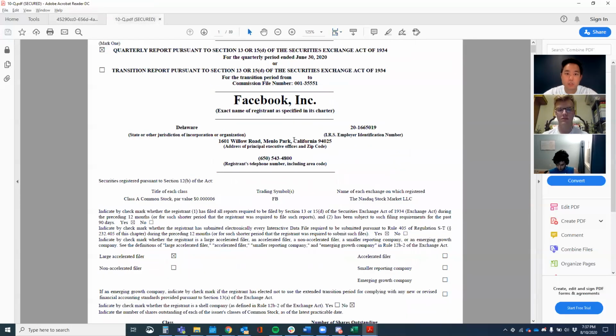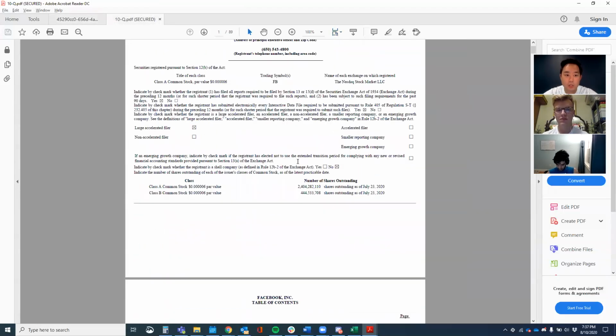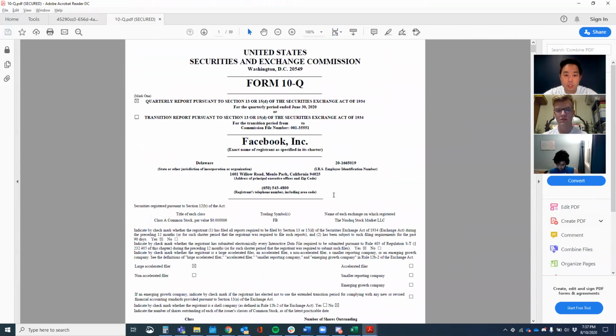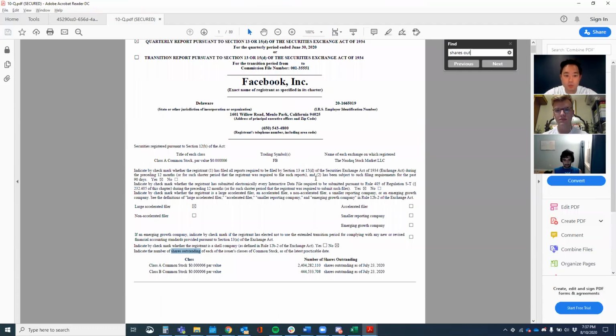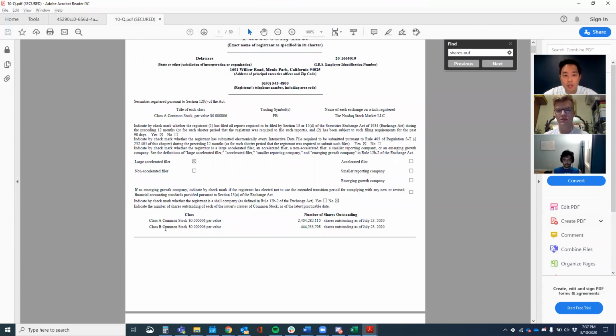So we want the latest. So we go to the 10Q, and it's usually on the first page, but Control F is going to be your friend. You search for shares out, and a lot of times it'll be number of shares outstanding. You've got Class A and Class B. Okay, so this is interesting, right?